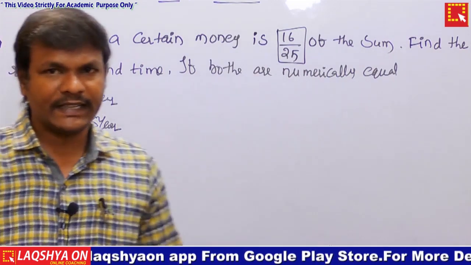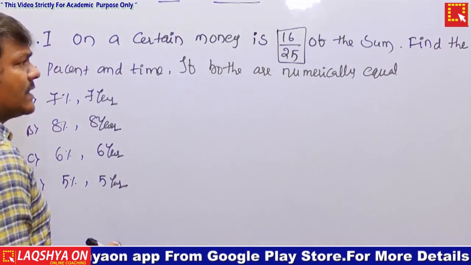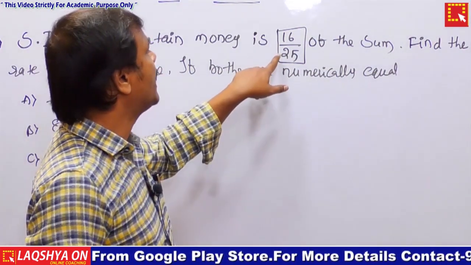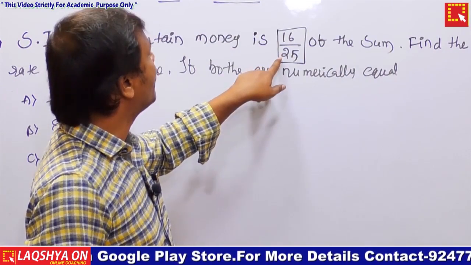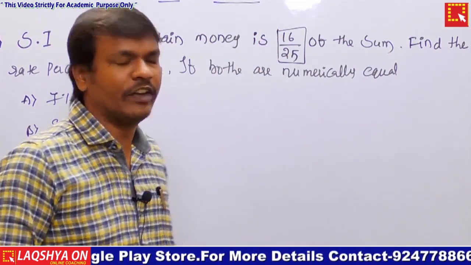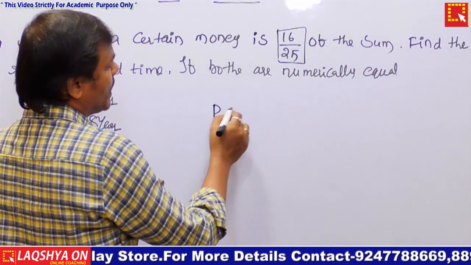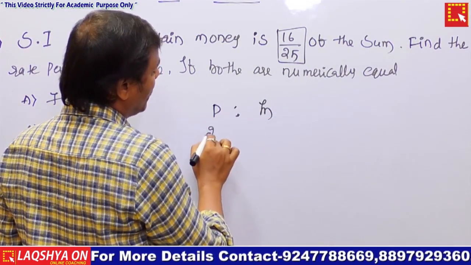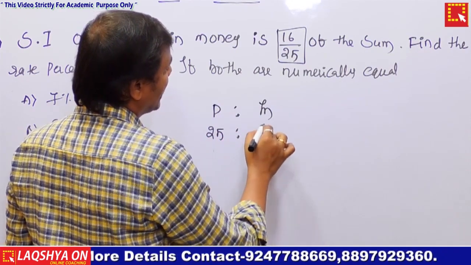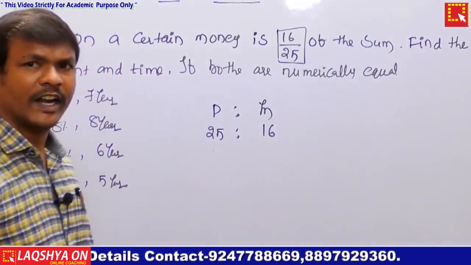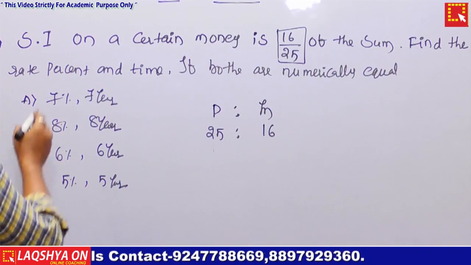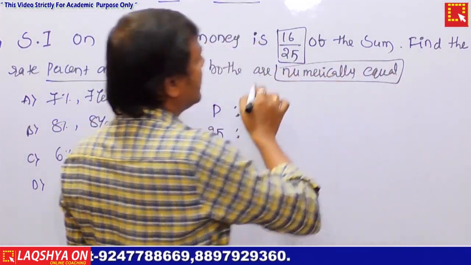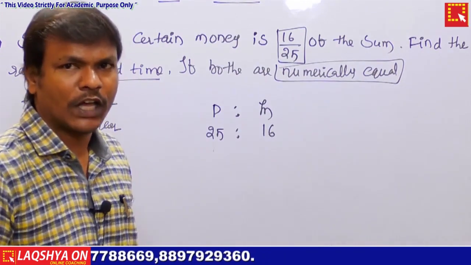Okay, the hint is interest is 16/25. That means for 25 units of principal, we have paid 16 units of interest. So the principal is 25 units and the interest is 16. Let's see the rate percent and the time if both are numerically equal. Rate of interest and the time are both numerically equal.